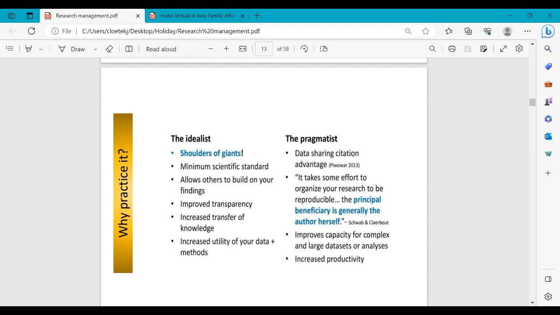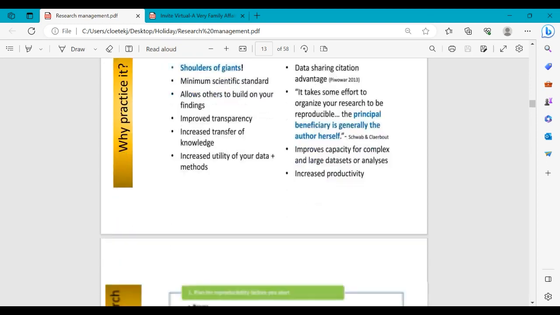Then you get another type of researcher that likes data sharing and citation advantages. It takes some effort to organize the research to be reproducible. The principal beneficiary is generally the author itself. It improves capacity for complex and large data sets or analysis, and increases productivity. So there are different schools of thought on how to approach this. Okay.